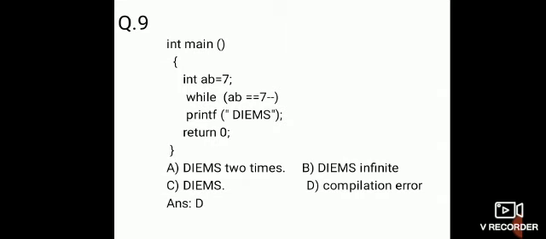So in this, 7 minus minus is the error, because we apply the increment decrement operation on a variable, but we do not apply the increment decrement operation on a constant value. But in this situation, we apply the decrement operator on a constant. So it is a compilation error, because an L value is required for the decrement operation. So option D is correct.